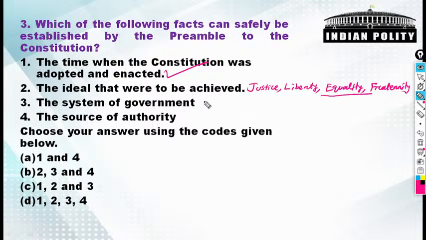The system of government is the sovereign, socialist, secular, democratic republic. And the source of authority is the people. The ultimate source of authority is the people. We, the people of India, having solemnly resolved to constitute India into a sovereign, socialist, secular, democratic republic, is mentioned.